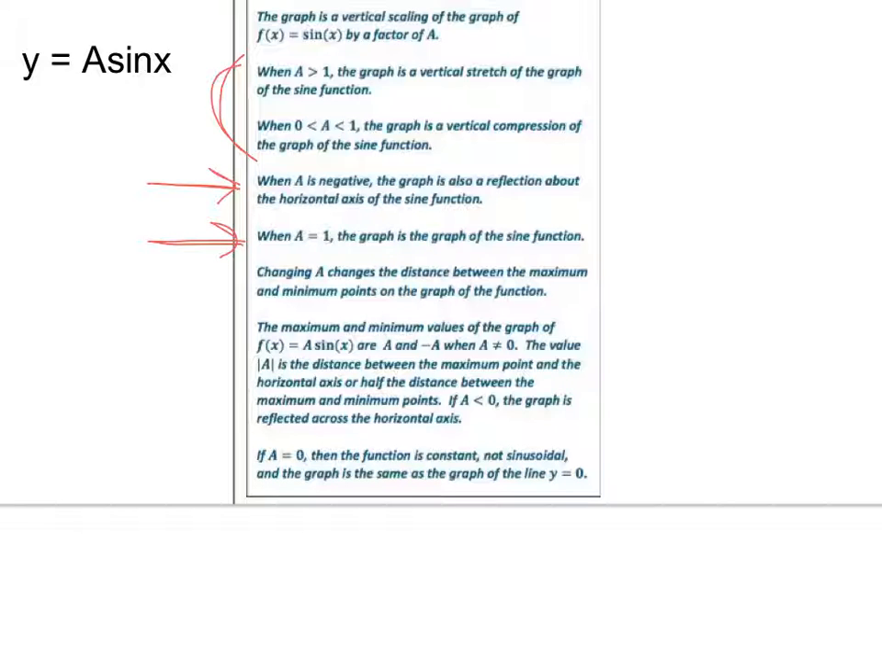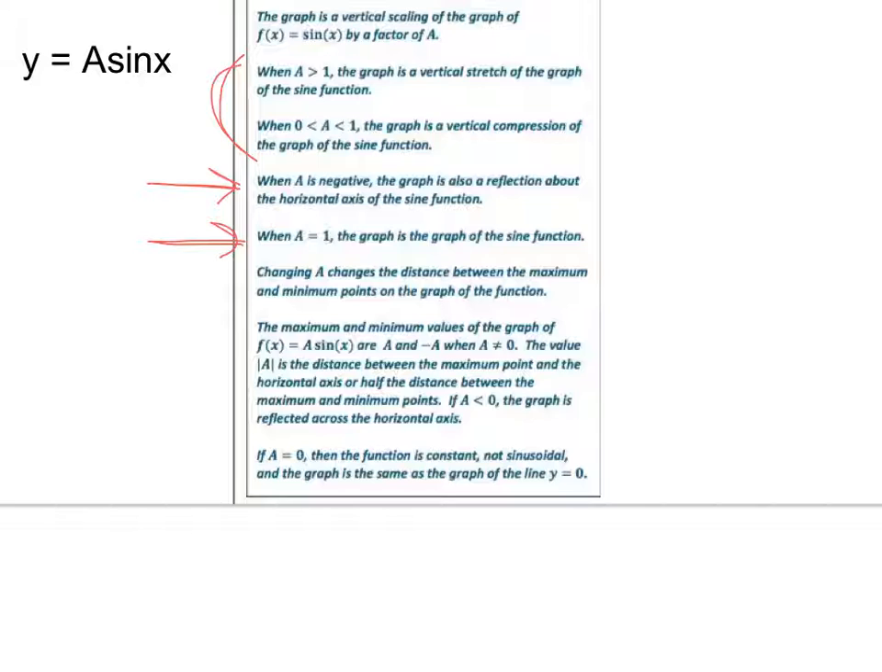Okay, changing a changes the distance between the maximum and the minimum points on the graph of the function. The maximum and minimum values of the graph are a and -a. Here we have the absolute value of a is the distance between the maximum point and the horizontal axis, or half the distance between the maximum and minimum.